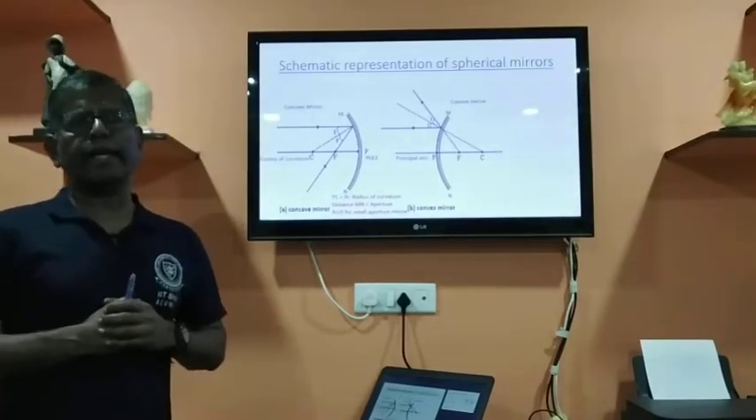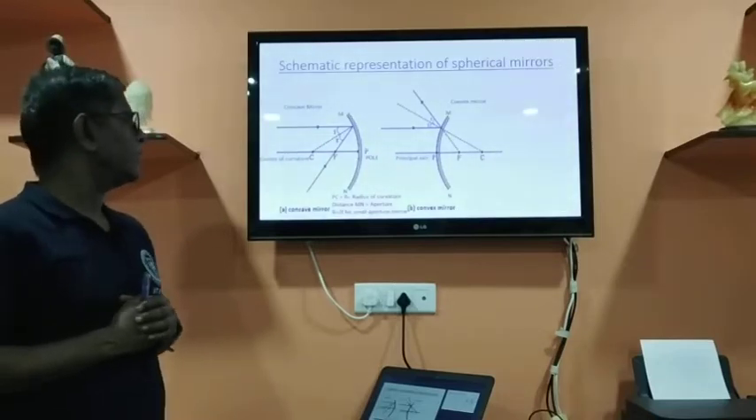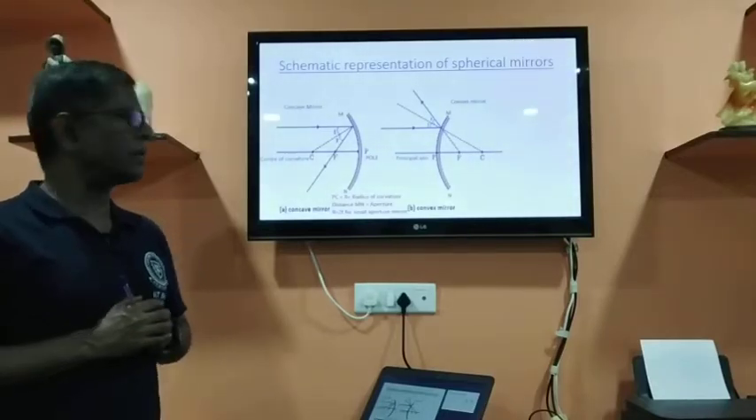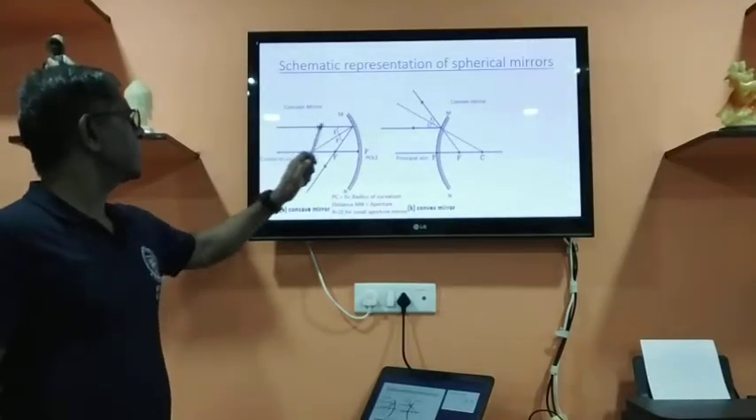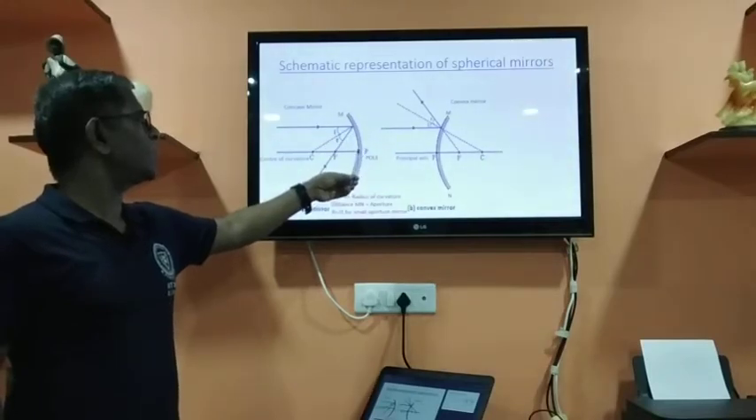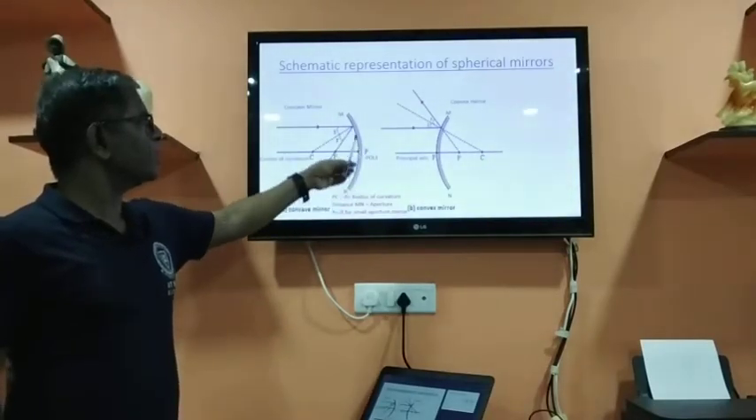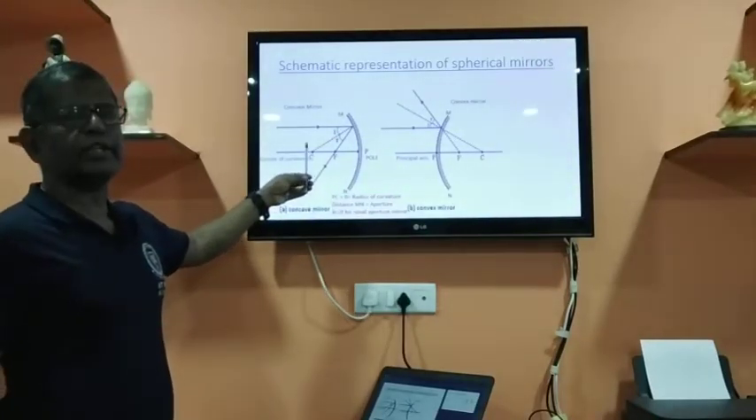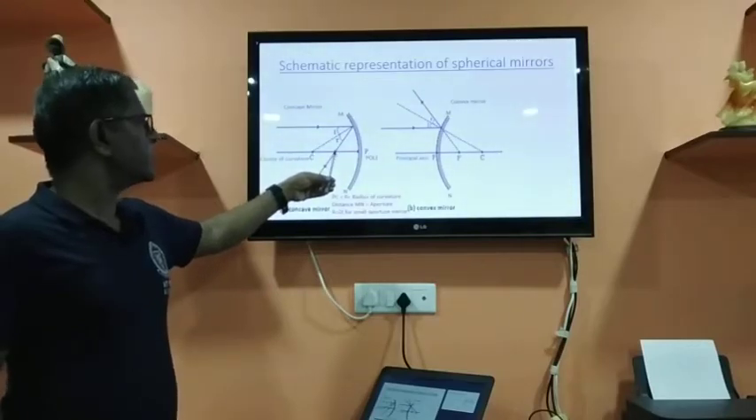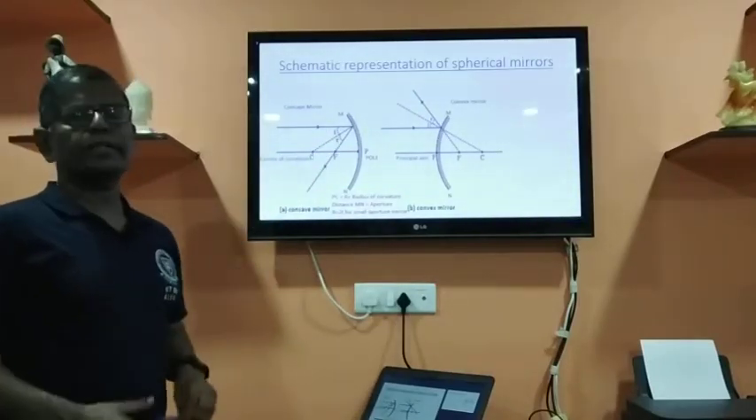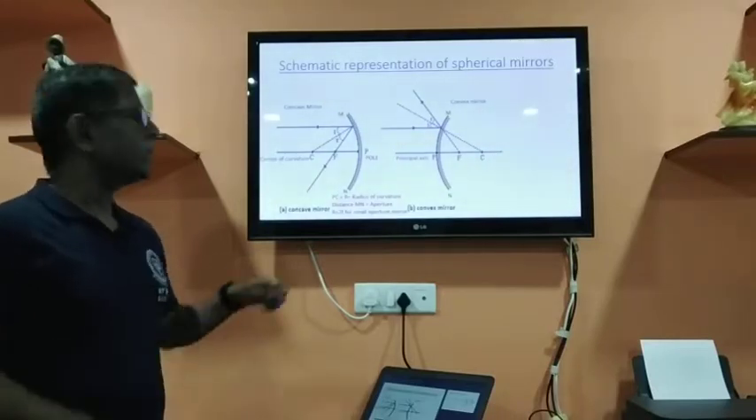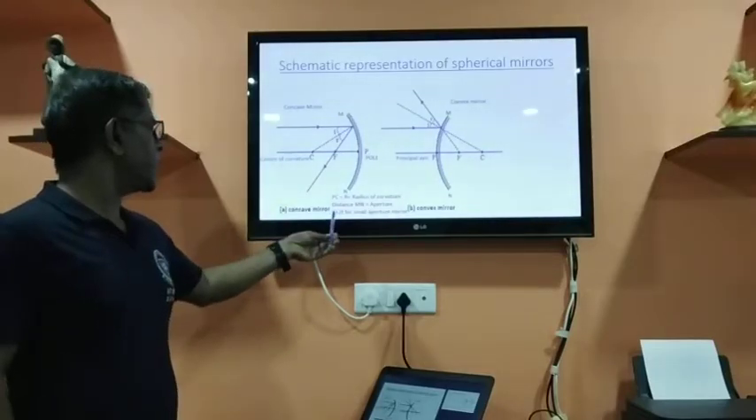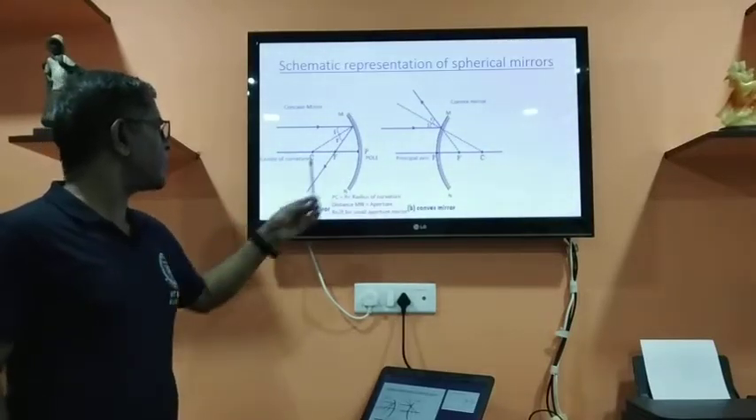Before we go to drawing the ray diagram, if you recall, what are the various parameters of a concave mirror or convex mirror? First is the pole. The pole is the point on the mirror which divides the spherical mirror in two parts. Next is the center of curvature. And the next is focal length. If you recollect, the center of curvature is at a distance of twice the focal length. That means the radius of curvature is twice the focal length.